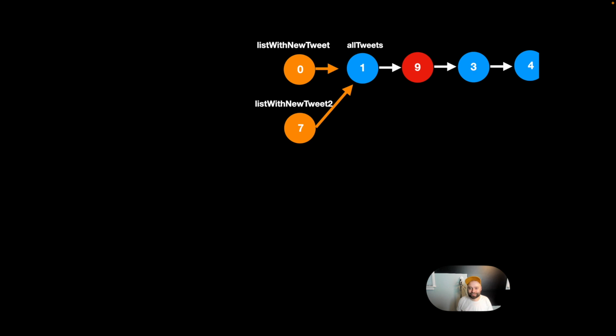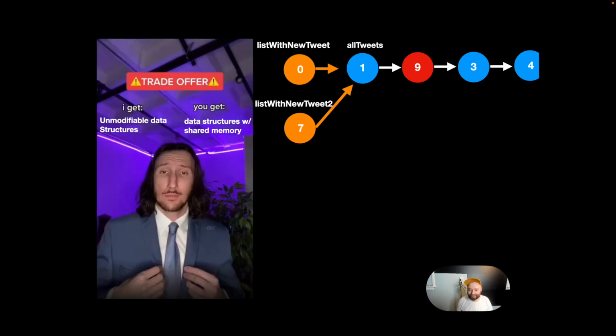In this way, there's a little bit of a trade-off between mutable data structures and immutable ones. You're only able to share memory because the data structures are immutable. So you can get data sharing or modification, but not both.